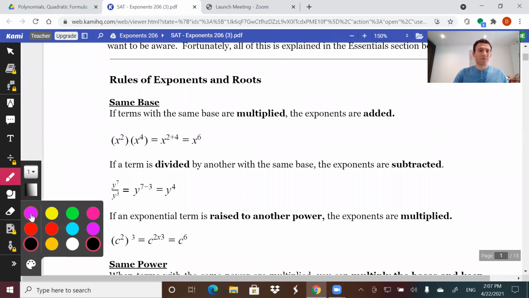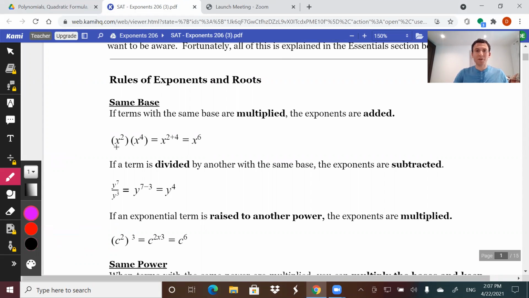So first things first, if you have the same base but different indices and you're multiplying by one another, you add the tops. And this makes sense conceptually because x to the second is x times x, and then it's times x times x times x times x. So if you think about it, it's x times itself 6 times, or x to the 6th.